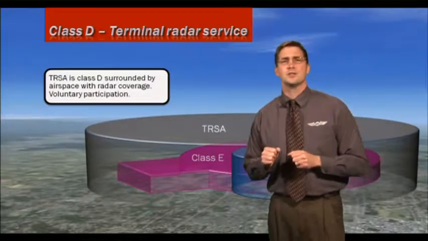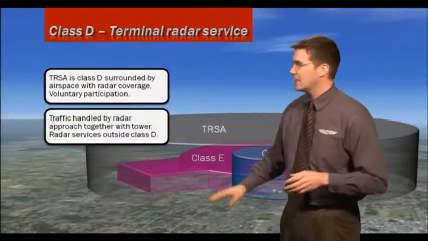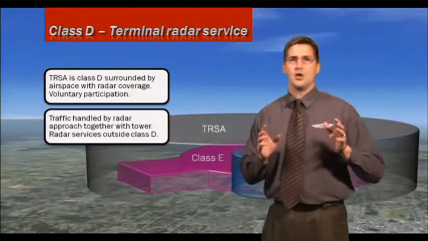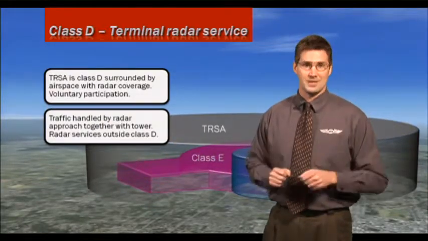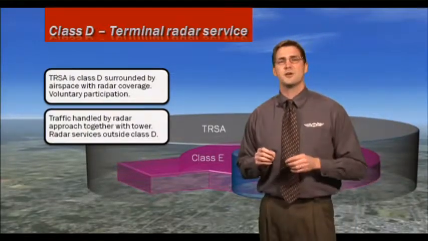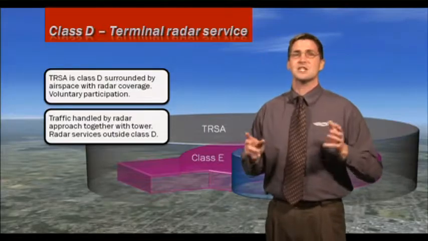Now, here's what a TERSA looks like. It's typically established at airports that are busier than a typical Class D airport. You'll also find TERSAs around some military airports. Now, you must have a communications radio and a transponder to receive ATC services in a TERSA.